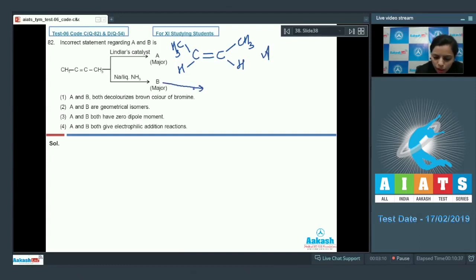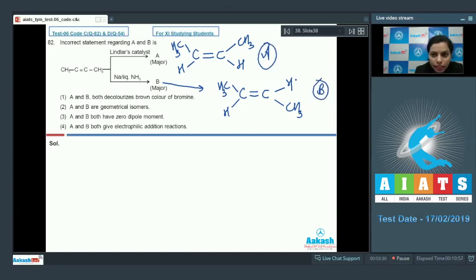If we talk about B, I'm just drawing its structure also. In the presence of sodium and liquid ammonia, there's the formation of, once again, the alkene, and this type of alkene you will obtain. If you look at the molecular structure of these two, this A and this B, you will identify that these two are isomers. These are geometrical isomers basically. This is the cis form and this one is the trans form.